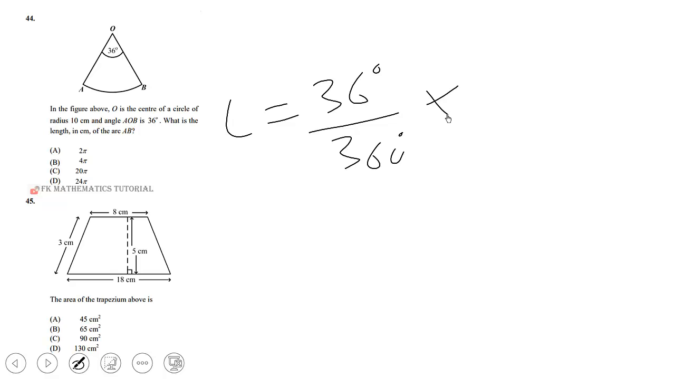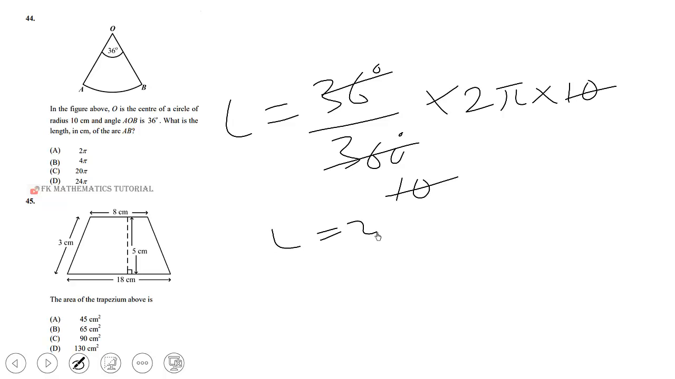times 2 pi r. So 2 times pi times the radius, which is 10. So 36 will go here 10 times, and 10 will go here once. So the length of the arc will be 2 pi. A.